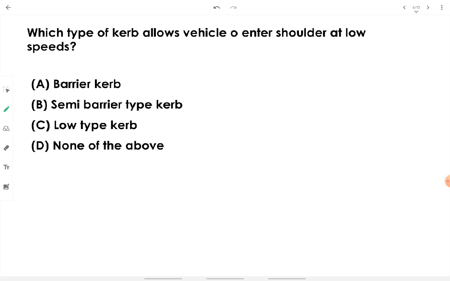Which type of curb allows vehicle to enter shoulder at low speed? Which type of curb is allowing the vehicle to enter the shoulder? See, it is the low type curb. The height of the curb is so low that if, at low speed, you put the vehicle in first gear, then you can easily mount that specific curb. It will allow the vehicle to enter the shoulder width of the road.